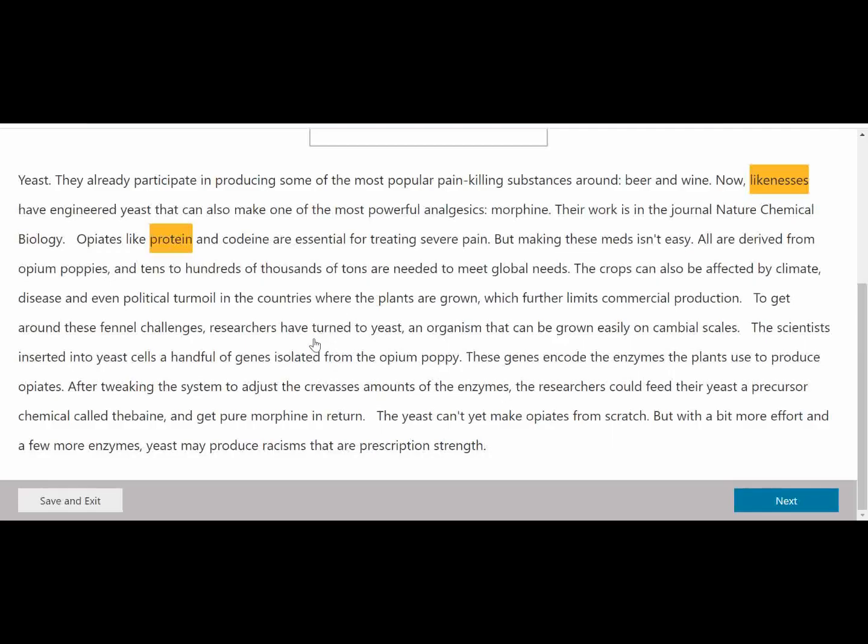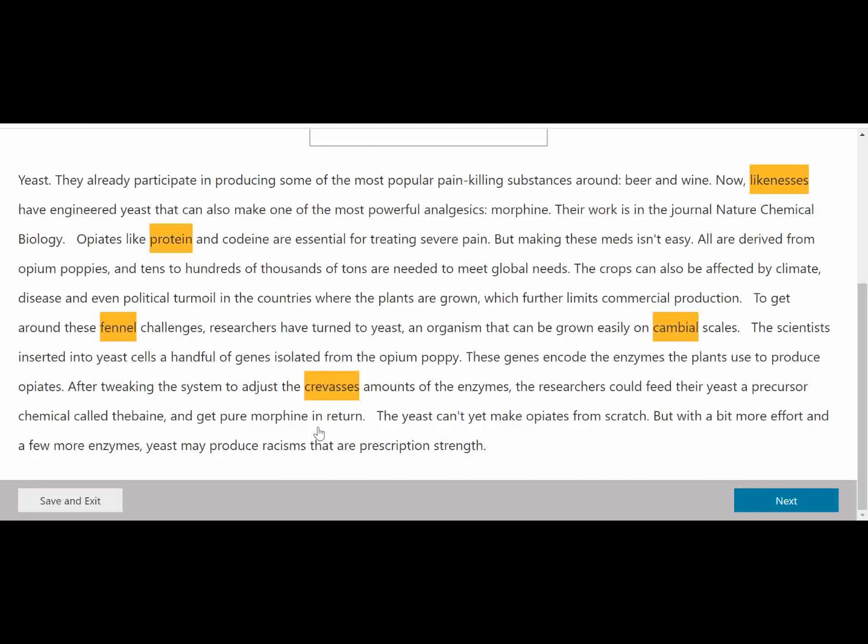To get around these potential challenges, researchers have turned to yeast, an organism that can be grown easily on industrial scales. The scientists inserted into yeast cells a handful of genes isolated from the opium poppy. These genes encode the enzymes the plants use to produce opiates. After tweaking the system to adjust the relative amounts of the enzymes, the researchers could feed their yeast a precursor chemical called thebaine and get pure morphine in return.